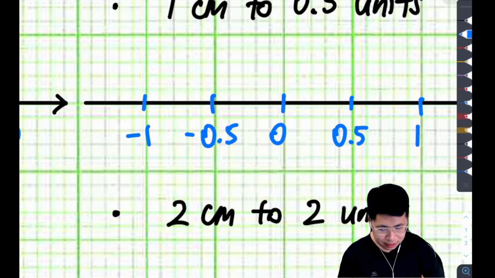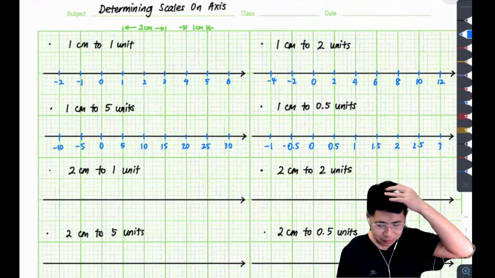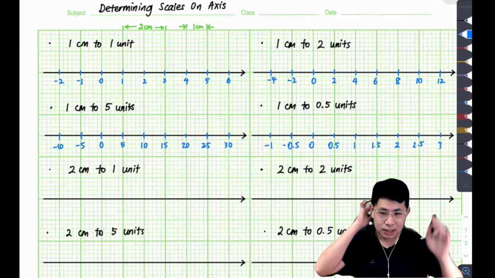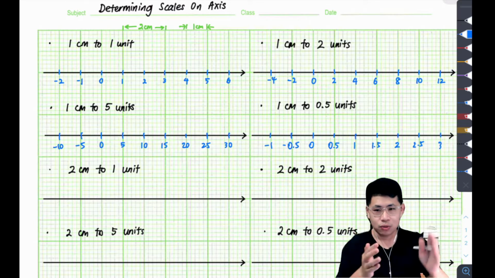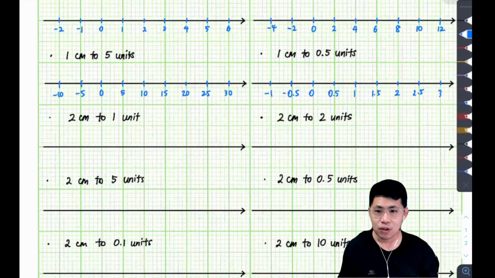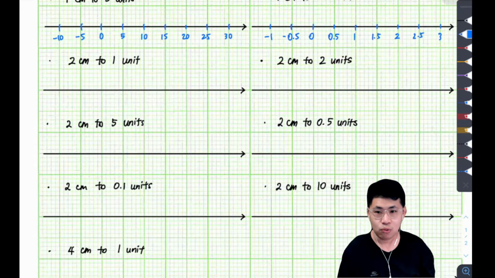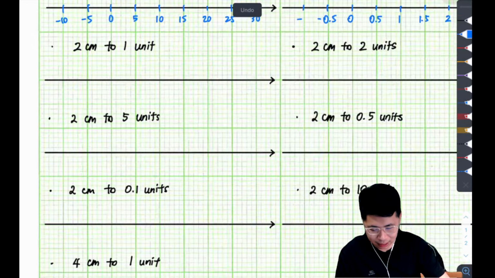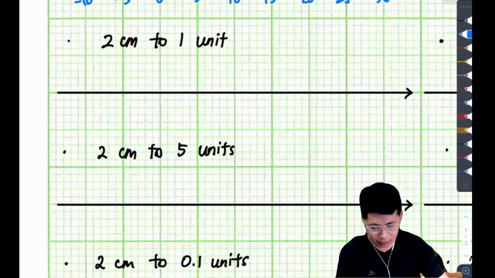Okay, so this is all we have for 1 cm, alright? So whenever we say 1 cm to something, you just need to plot 1 cm gaps, and count by how many units for each gap. Alright, let us move on to the second set over here where we have 2 cm for certain things. Okay, so 2 cm means that every gap is going to take me 2 big boxes.